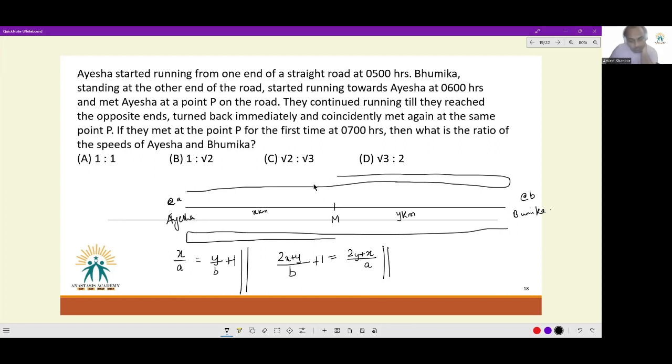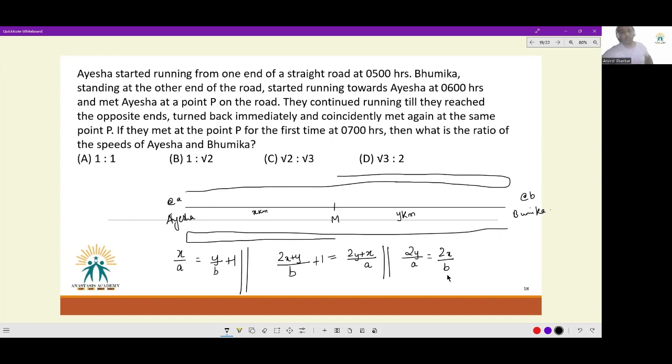Now only from the meeting point. See, Aisha has taken, now the time is identical for both of them. 2y by a should be equal to 2x by b. You can operate with any of these understandings.